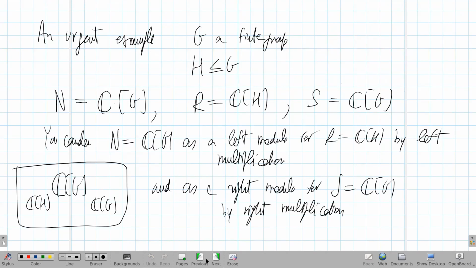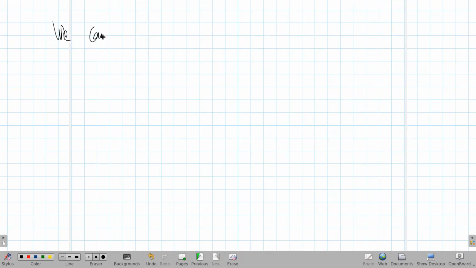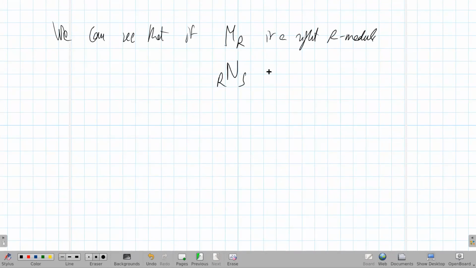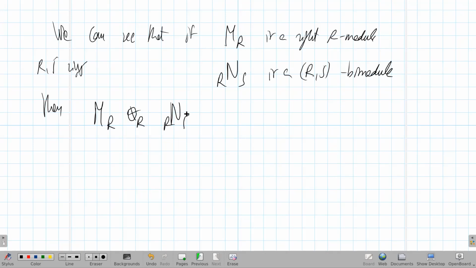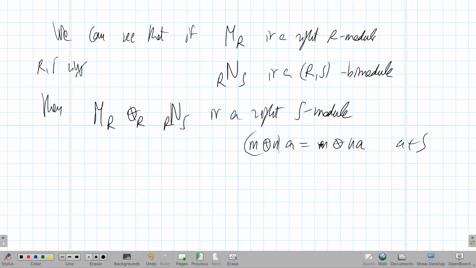Why is this important? Because we can see, and I'm not going into details, that if M_R is a right R module, and N_RS is an RS bimodule, so N is a left R module and a right S module, where R and S are rings, then the tensor product over R of these, which remember is not anymore a right R module, because you don't know whether it's left or right, is a right S module with (m tensor n)a equals m tensor (na), a in S, and m, n in M and N.